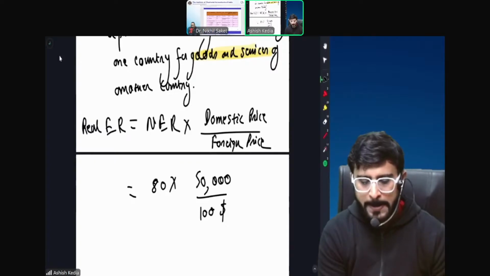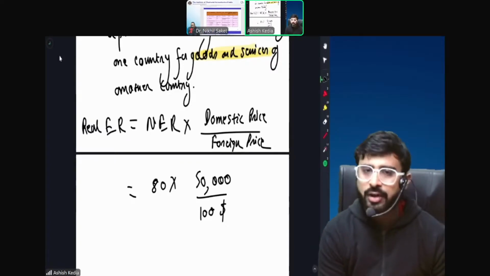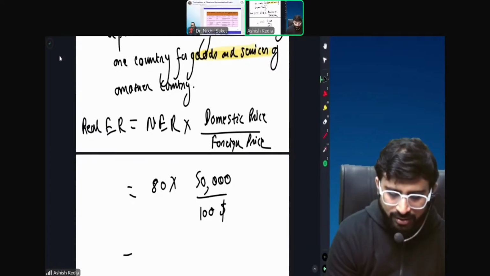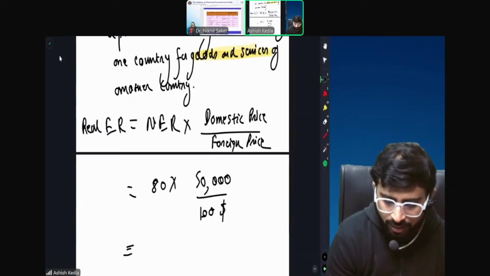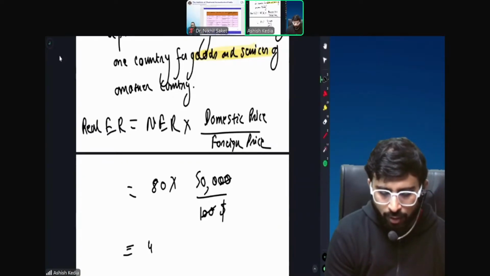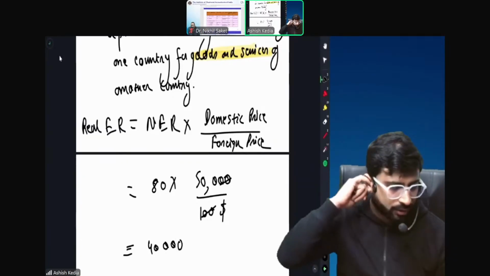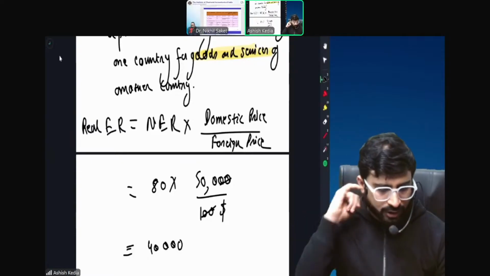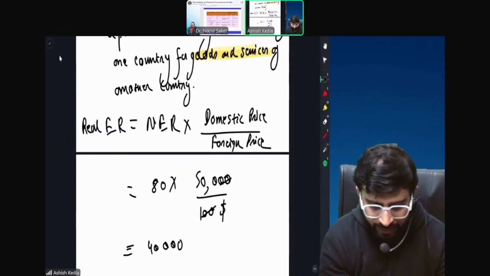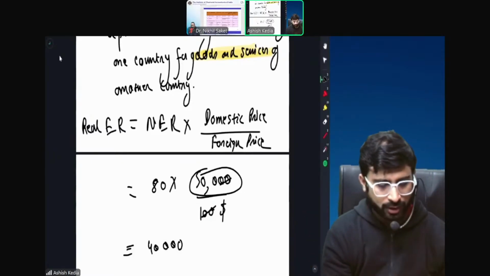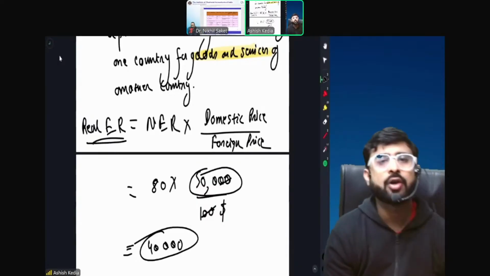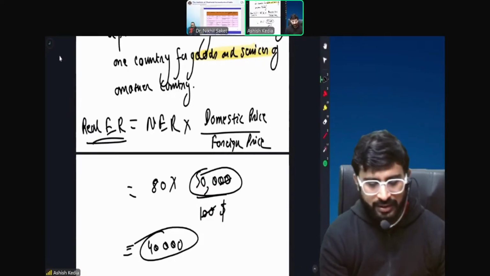Whatever figure you think of. So if it's costing $100, then the real effective exchange rate, real exchange rate is, so 80 into 5, 40,000. So here it is 40,000. So the domestic price is 50,000, but real effective exchange rate is 40,000, right? There it is.